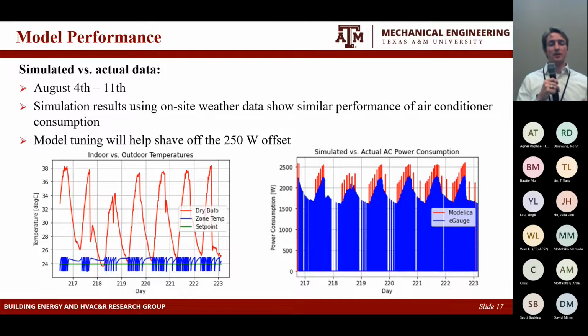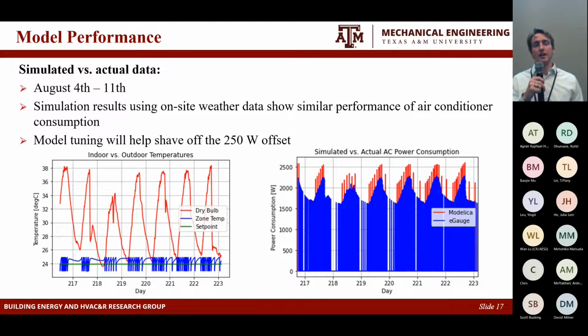With these in our weather file, we were able to compare the actual versus our simulated power consumption of the AC unit to assess the performance of this model inside Modelica. That can be seen on the right side. We can see that the shape of the performance of the DX coil actually matches up pretty well, and what we see is about a 250 watt offset.